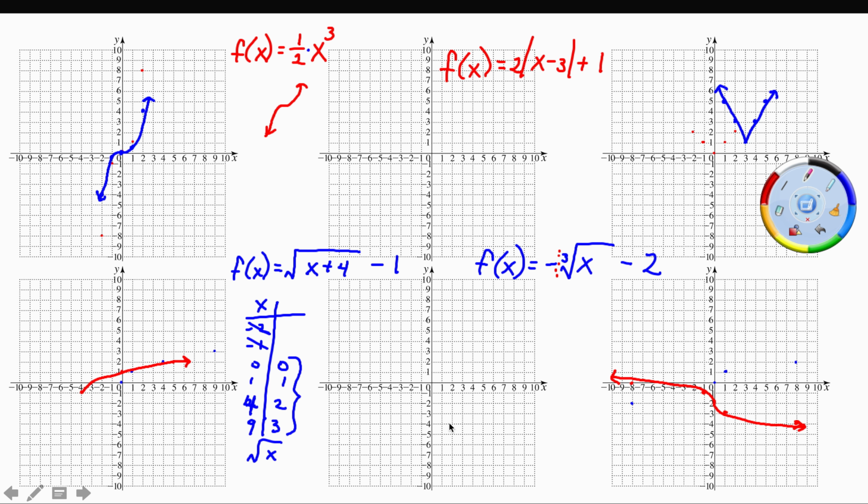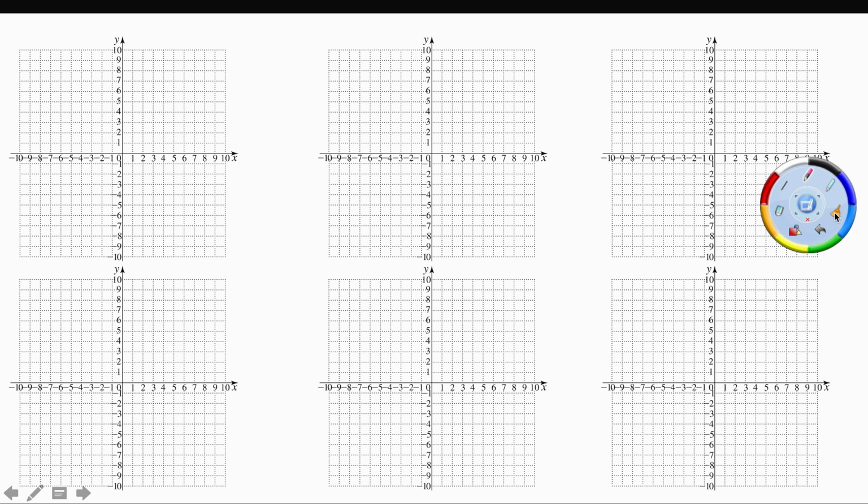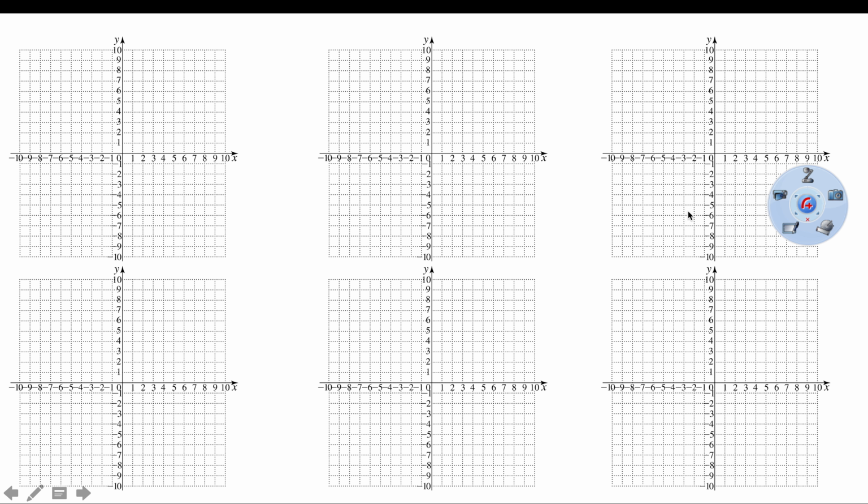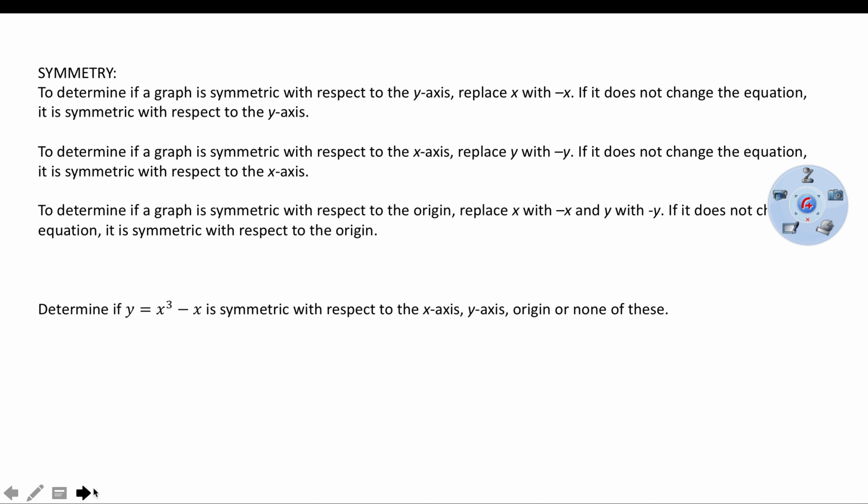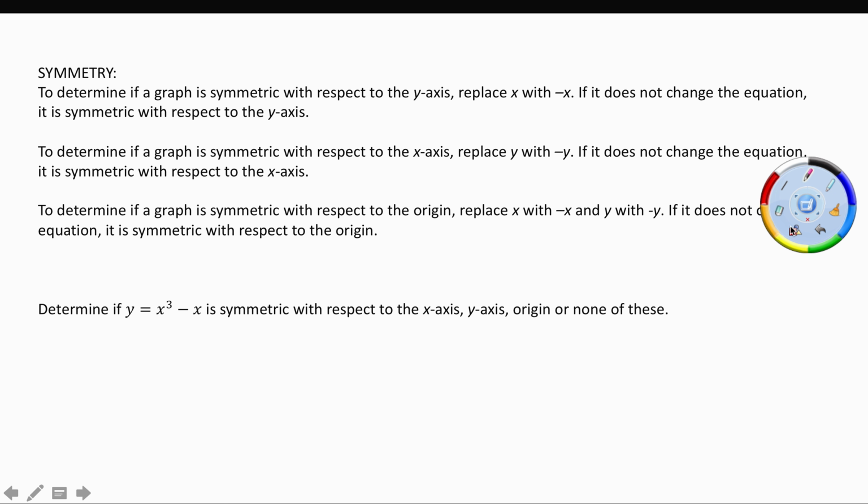So be sure and practice drawing the actual graph on these things. Your homework does not do a sufficient job of that. All right, let's talk about symmetry before we finish up here.